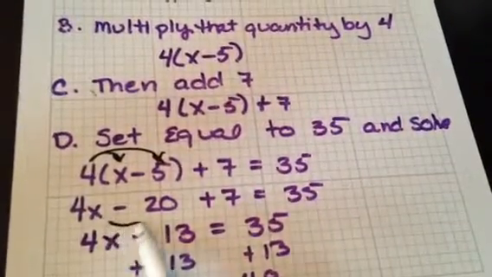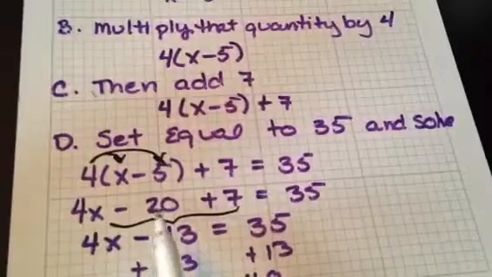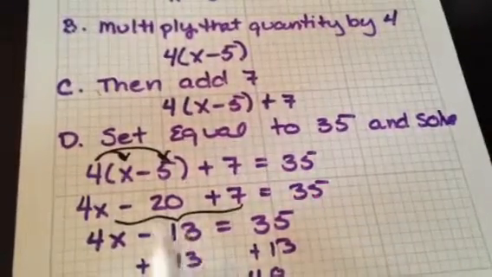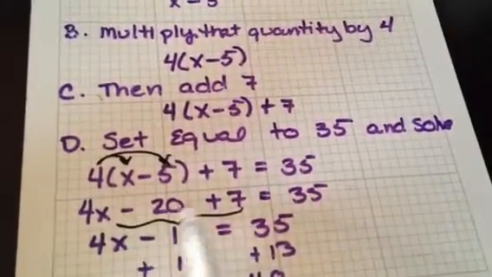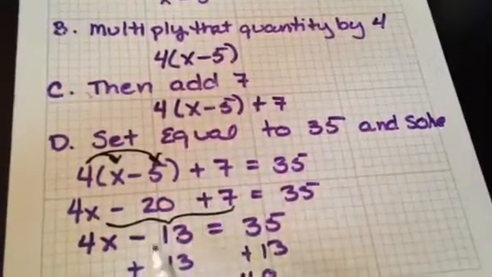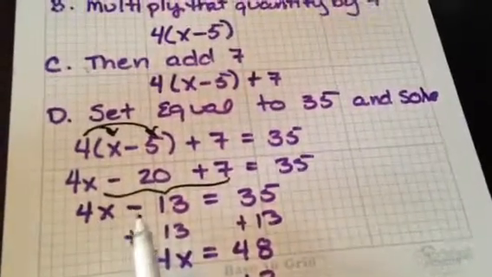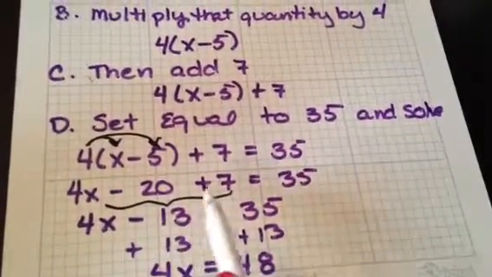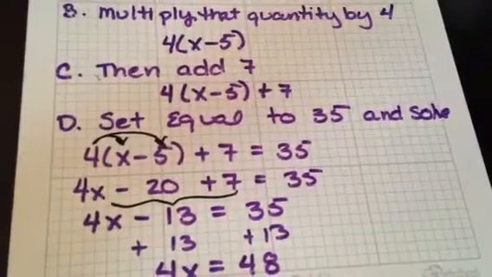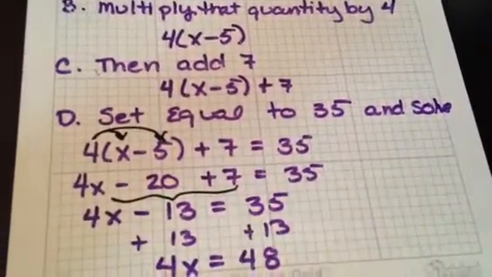And so now we're going to combine our 20 and our 7. Now notice I didn't just add 20 plus 7. This is minus 20 and this is plus 7. So a minus 20 and a plus 7 together gives you a minus 13. This is why it is 4x minus 13 here. So be very careful that you don't make that kind of a mistake. So 4x minus 13 is equal to 35.